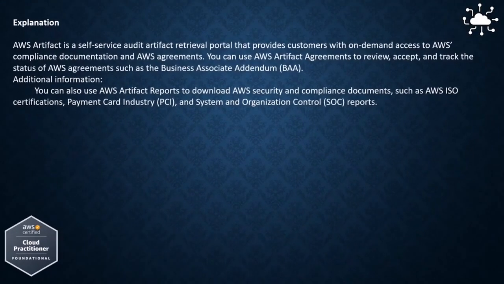Explanation. AWS Artifact is a self-service audit artifact retrieval portal that provides customers with on-demand access to AWS compliance documentation and AWS agreements. You can use AWS Artifact agreements to review, accept, and track the status of AWS agreements such as the Business Associate Addendum, BAA. Additional information. You can also use AWS Artifact reports to download AWS security and compliance documents, such as AWS ISO certifications, payment card industry, PCI, and system and organization control, SOC, reports.